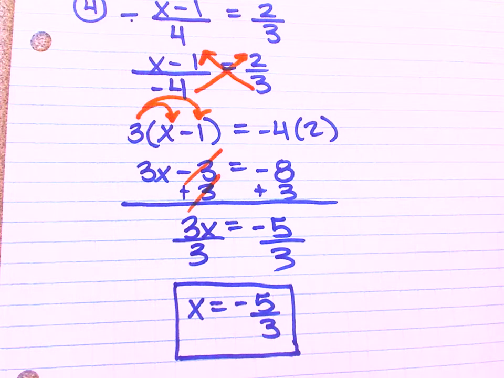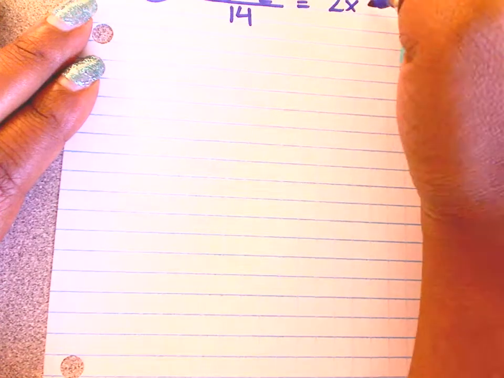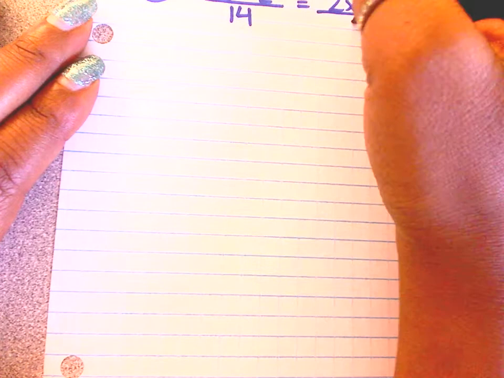Good. Pencil up if you got it. 2 more examples. Flying. Very simple if you follow the steps. Number 5. 2x minus 2 all over 14 equals 2x minus 4 all over 6.